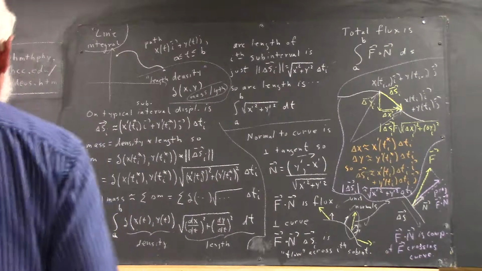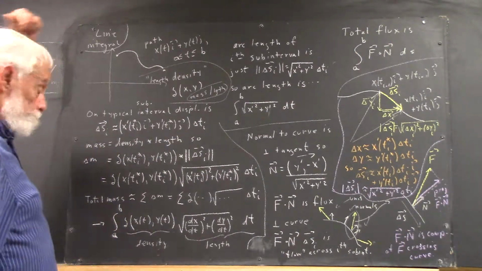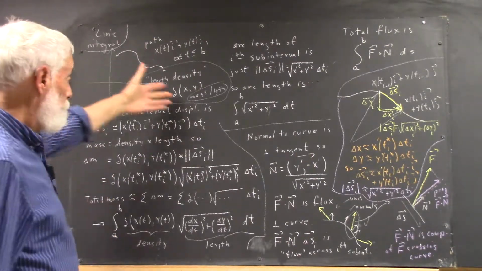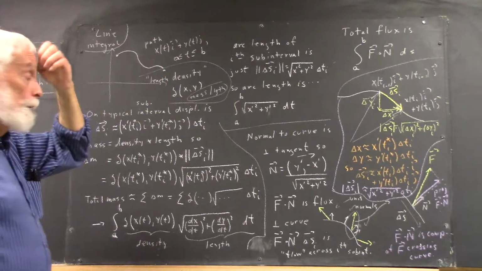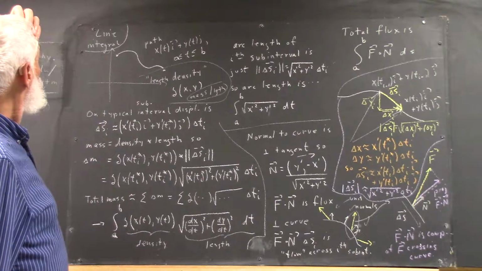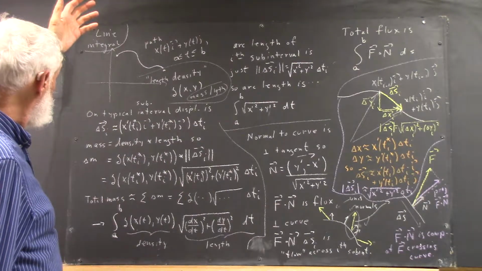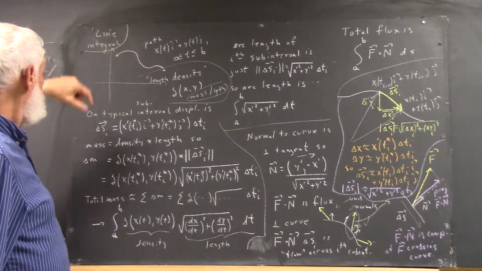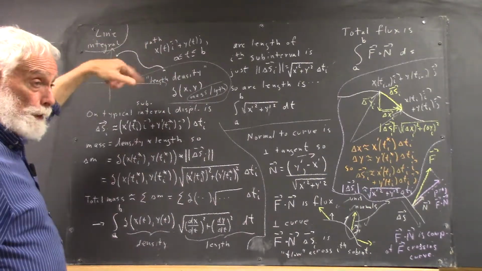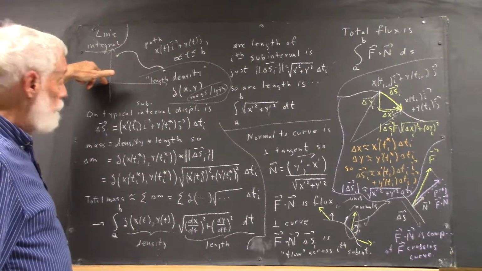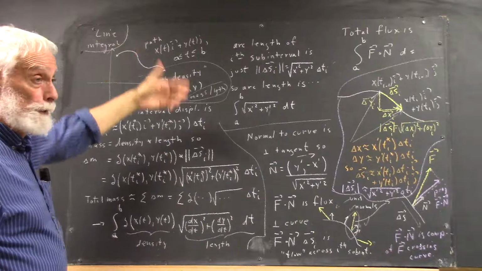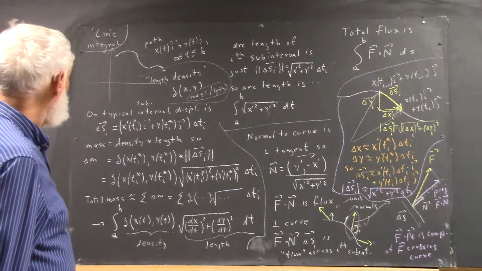Okay, we want to talk about line integrals. As an example, we're going to do a density integral. Let's assume that we have some sort of a sheet of material here, and we have an x and y coordinate system imposed on it, and we know something about the density of the material in the sheet.